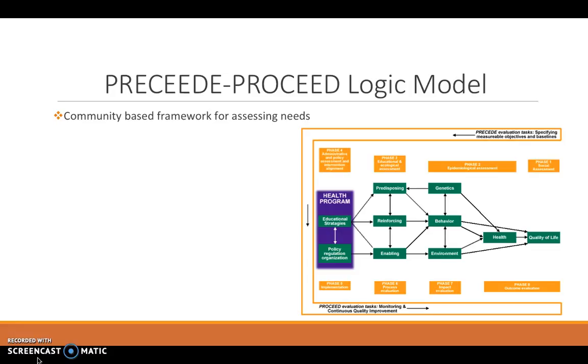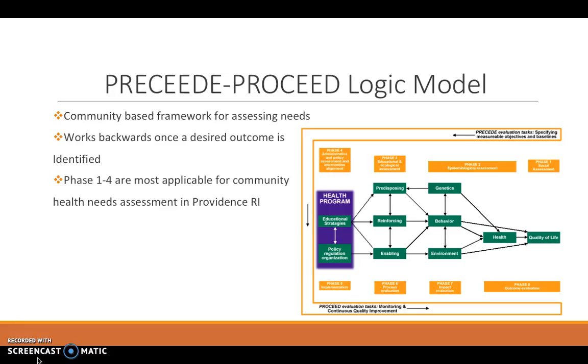The Precede portion of the model is the diagnostic portion of the program planning, as it works towards identifying an issue. One of the unique and positive qualities of this model is that it works backwards towards change. A desired outcome is identified and then an intervention is established by working backwards to promote change. There are 4 phases of the Precede model that are used to construct a community health needs assessment.